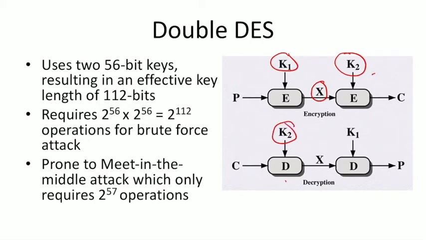For decryption, you take the ciphertext and decrypt it with key 2 first, so you apply the keys in reverse, and then the result of that, referred to here by X, is again decrypted using key 1 to get back the plaintext. So the effective key size now is 112 bits instead of 56 bits, because you have 2 56-bit keys. If you want to perform a brute force attack, you need to do 2 raised to power 56 into 2 raised to power 56 operations, which is equal to 2 raised to power 112 operations for brute force attack.